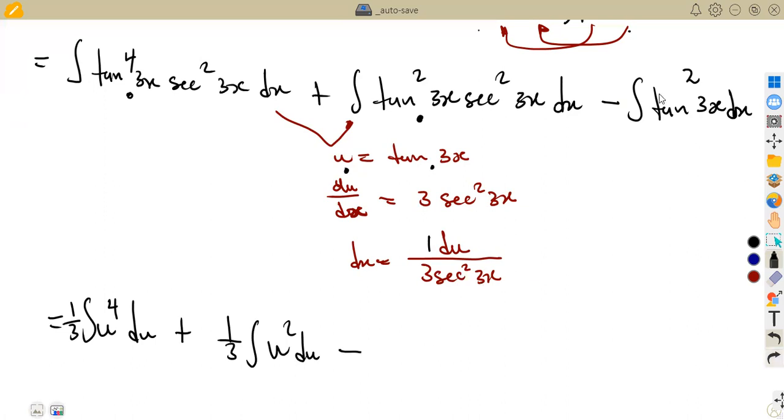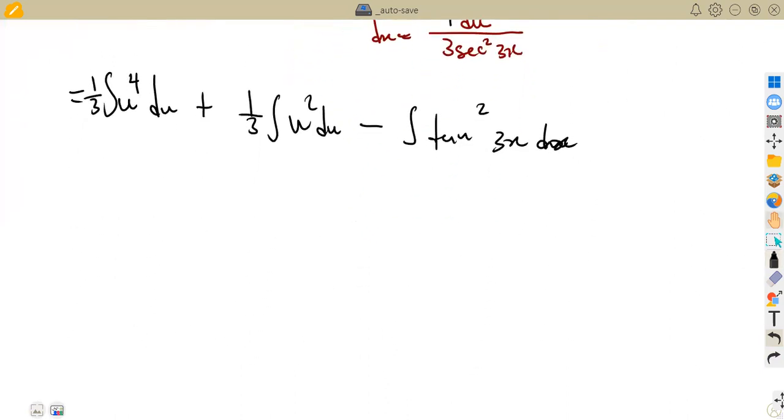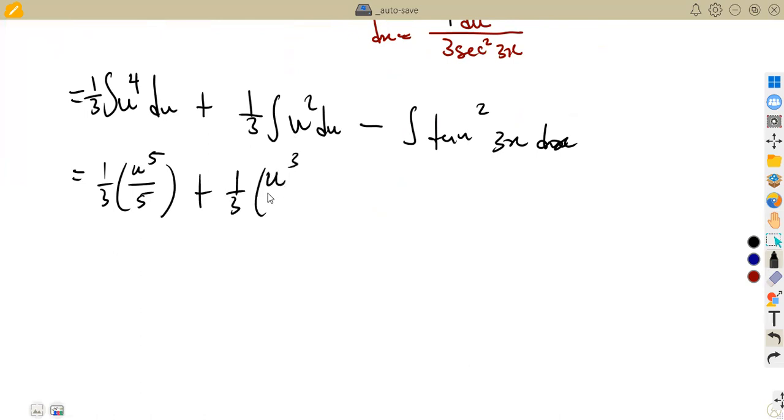We can integrate, so let us just write so that we integrate once. So let us just rewrite as it is tan squared 3x with respect to x. So now we're going to integrate each and every part. Remember, I said for tan squared, it's there in your formula sheet. So here you're going to have 1 over 3, you add 1, so that's u to the exponent of 5 over 5, plus 1 over 3, u to the exponent of 3 over 3, minus the integral of tan.